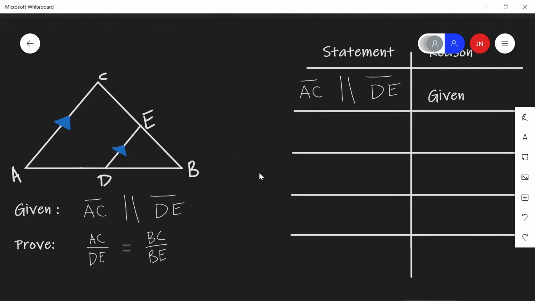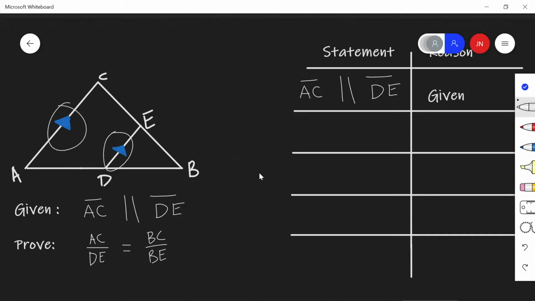Now, for this problem, we're given that the segment AC and the segment DE are both parallel. So this sign right here means that they're both parallel. Also given by the two triangles between them. That just indicates that both those segments are parallel. And we're trying to prove that the ratio between AC and DE is equivalent to the ratio between BC and BE. Remember, fractions can also be considered to be ratios.